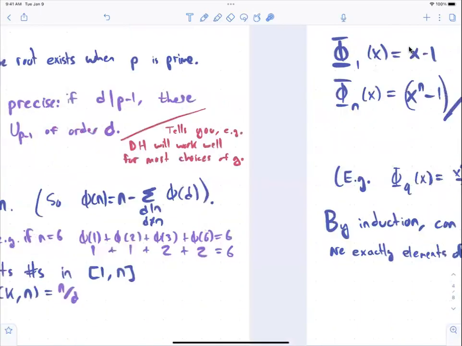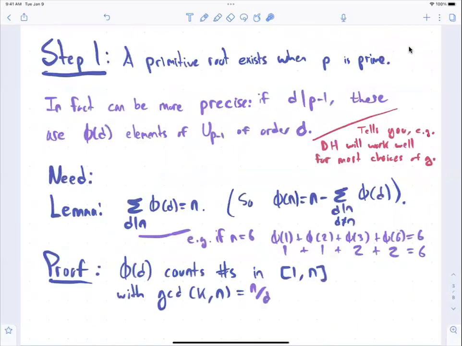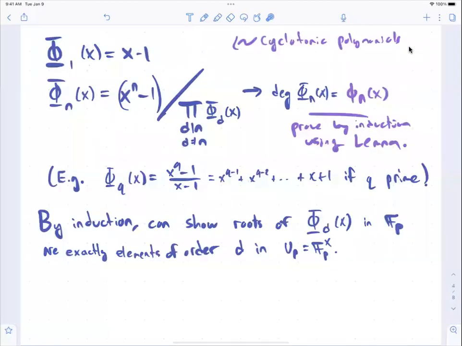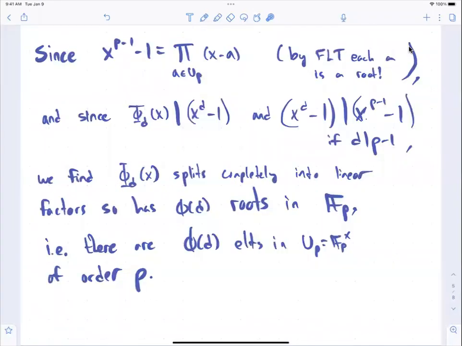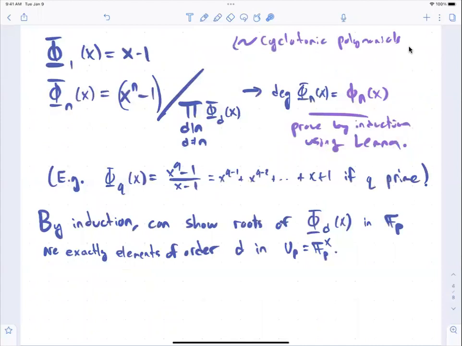But that proves the statement. I mean, that says that the elements of order d are roots of this polynomial, which has degree d. And so that thing has d roots. Well, there's one thing I have to check, that it actually has d roots. So I need to know that this polynomial splits completely into linear factors.